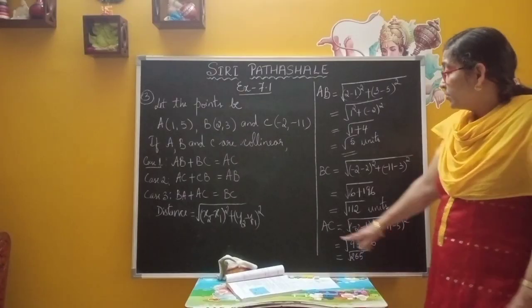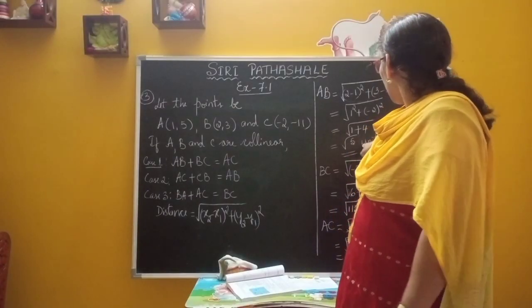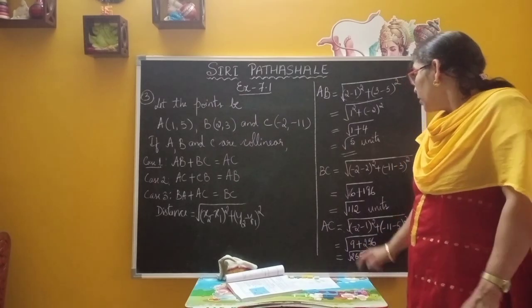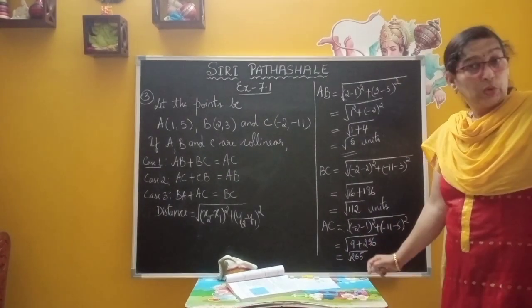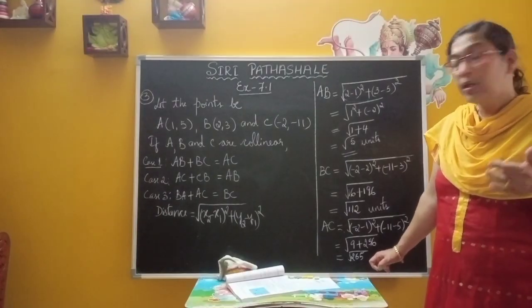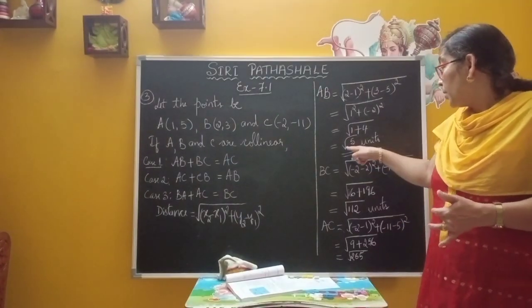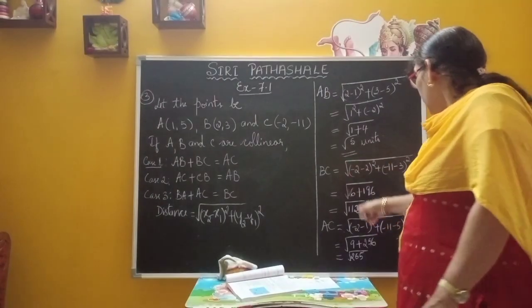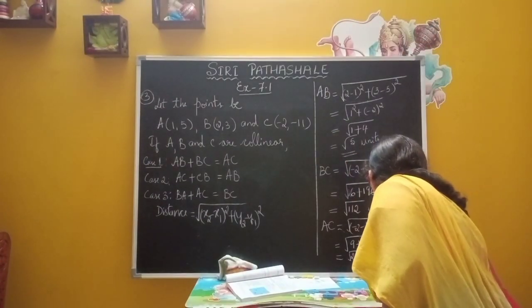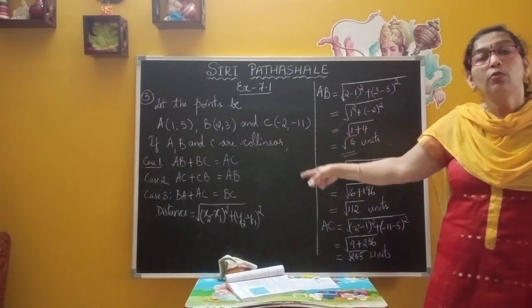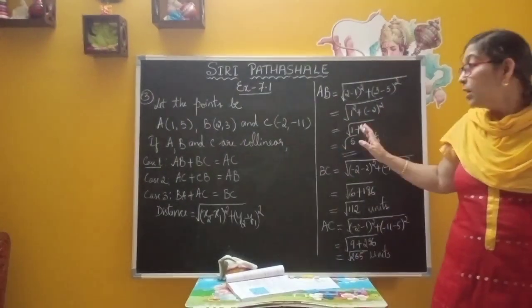Okay. See here now. Here we have root 5. Here we have root 112. So can we add them? No, it is not possible because they are not like surds. Like surds we should have the same number under the root sign. So here it is not possible. So AB plus BC is not equal to AC. We can say very clearly.